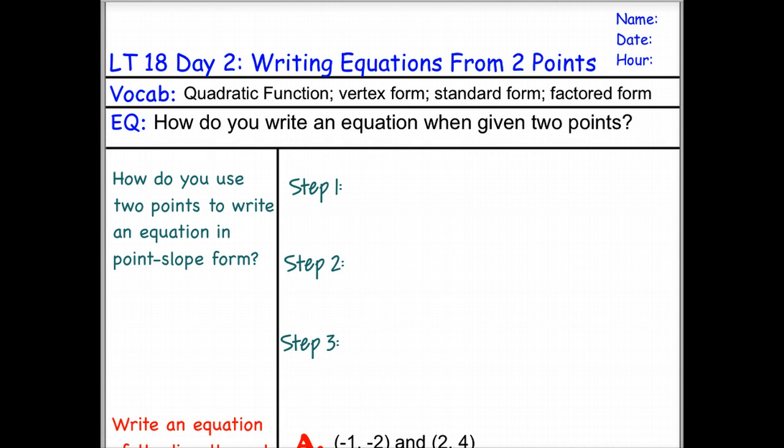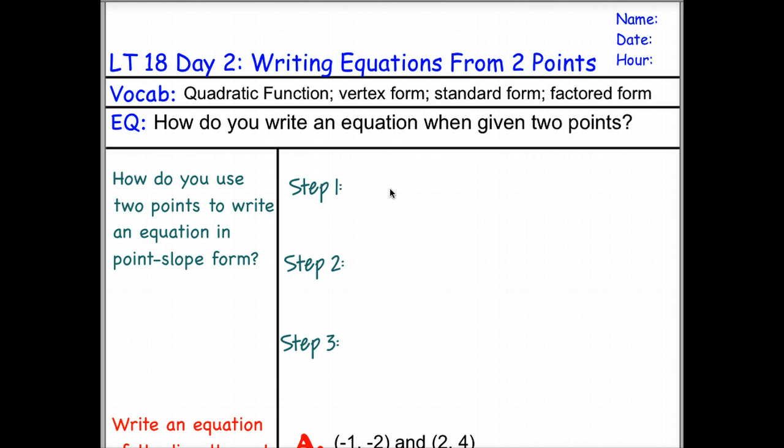Welcome to day 2 of writing equations with point slope form. So our essential question is, how do you write an equation when given 2 points? Well, funny you ask. We're going to go through these 3 steps together.